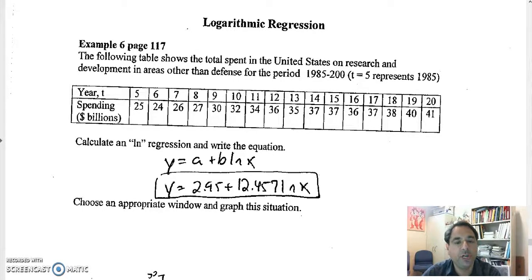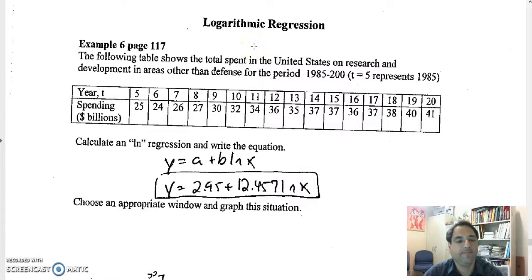So we're going to do logarithmic regression. It's the same thing as linear regression, quadratic regression, exponential regression, but now we have a different shape. Something you need to note is in the calculator, we don't literally have logarithmic regression. It's going to be ln for natural log.